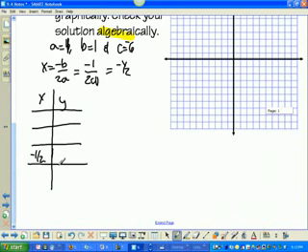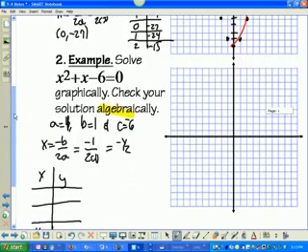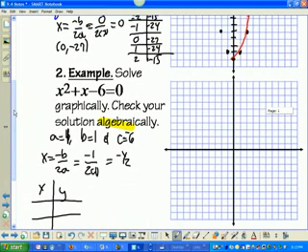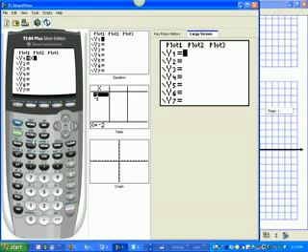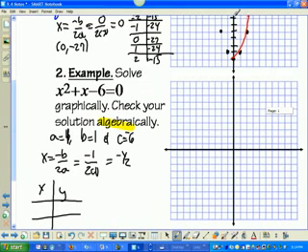So when x is -1/2, let's find what y is. And we'll just do it on the calculator so you can see it. My equation was x squared plus x minus 6. And since I've got it on ask, I'll type in -0.5 there. And when x is -1/2, y is -6 1/4.